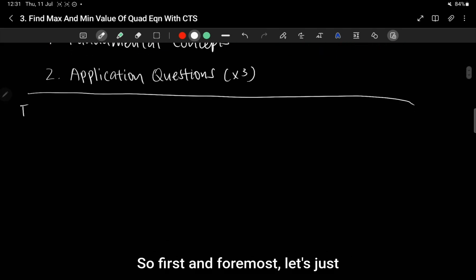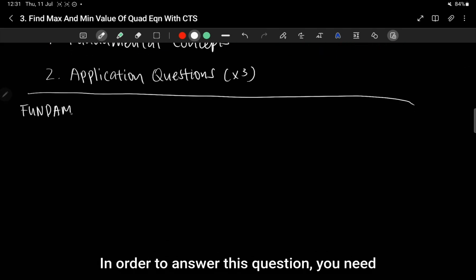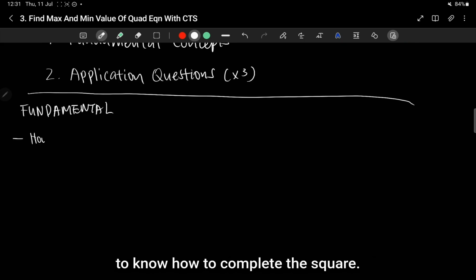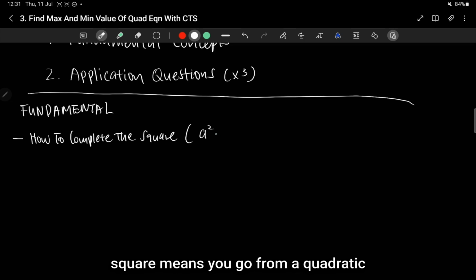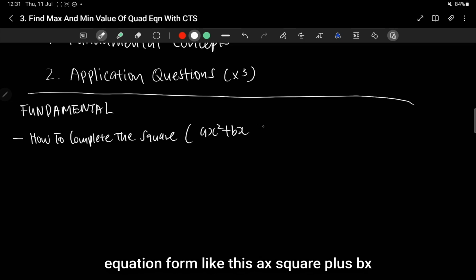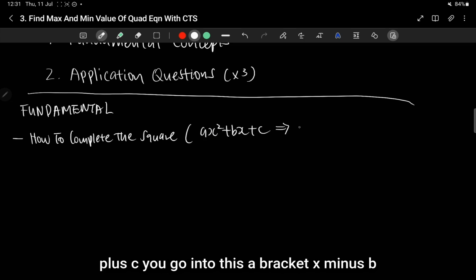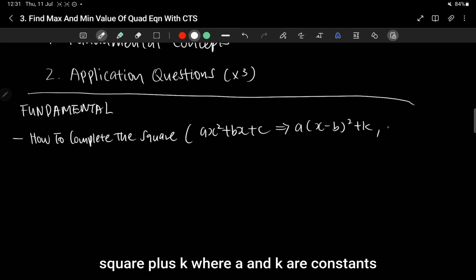So first and foremost, let's just go through the fundamentals. In order to answer this question, you need to know how to complete the square. And just as a recap, completing the square means you go from a quadratic equation form like this, ax squared plus bx plus c, into this, a bracket x minus b squared plus k, where a and k are constants.